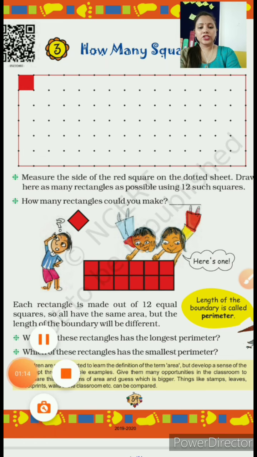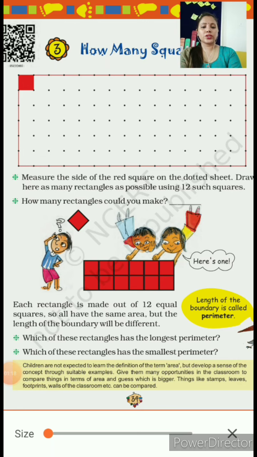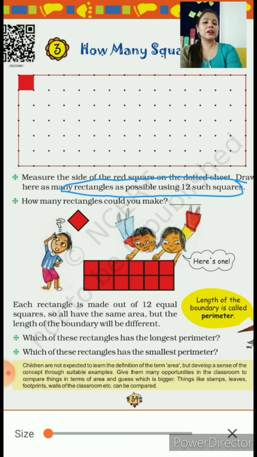So in your page number 34 there is question number 1. Okay, they said draw rectangles by using 12 such squares, just like this red one. So you have to draw rectangles by using 12 squares.